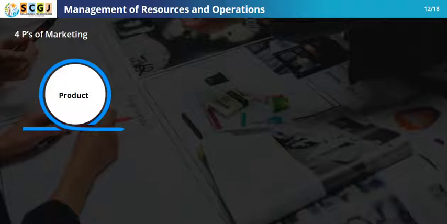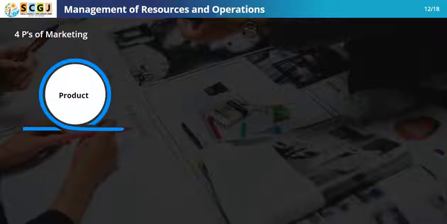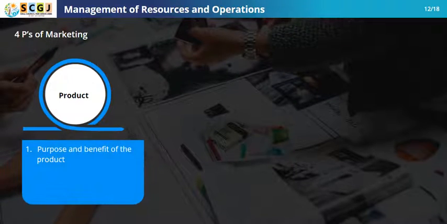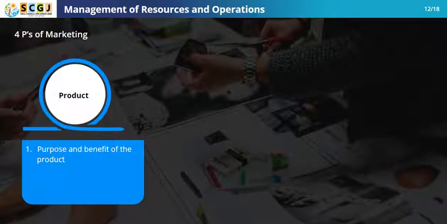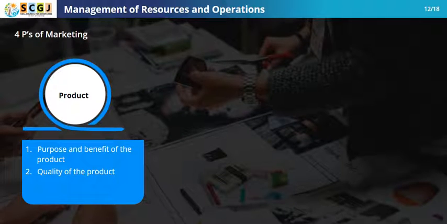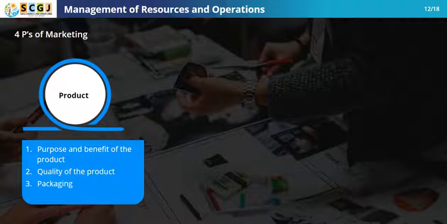Product. The features of the product must be adapted according to the needs of the targeted groups to increase sales. Examples of product features with respect to compost are purpose and benefit of the product, to use it as fertilizer or soil conditioner. Quality of the product. This is assured by the moisture content of the compost. Packaging. It depends upon supplying the loose or packet compost. Additional services. The additional services include free delivery of the compost.